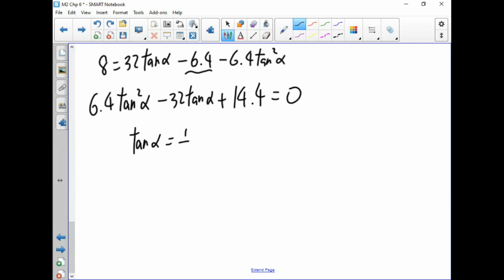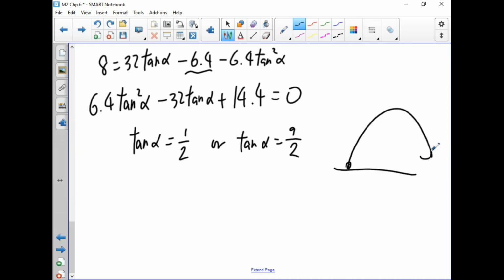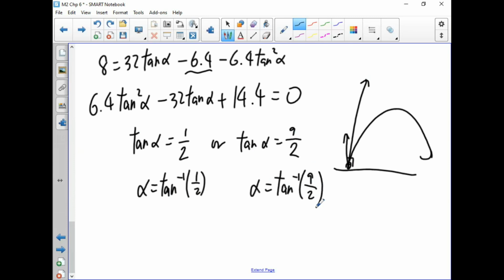So you should get tan alpha equals a half, or tan alpha equals 9/2. Now, because the value of alpha must be between 0 and 90 degrees. Why? Because when you project that way, the highest you can do is that way, which is 90 degrees. So what I'm trying to say is, no, cos diagram. It's only one value. So alpha equals arctan of a half, or arctan of 9/2. And you get alpha equals 27 degrees, or alpha equals 77 degrees.